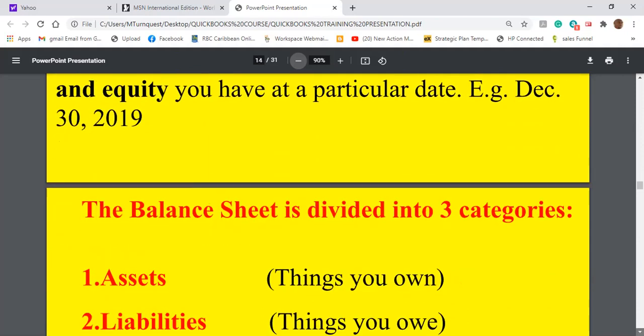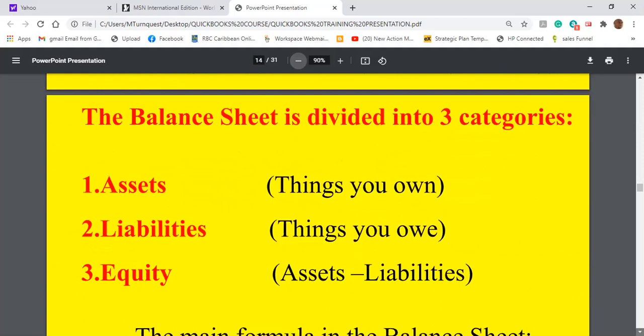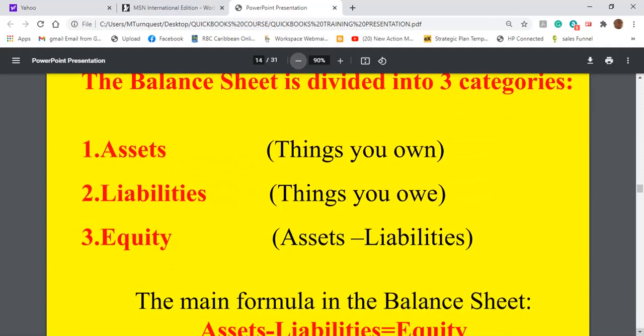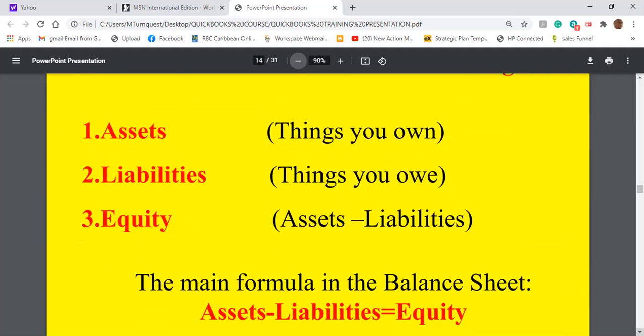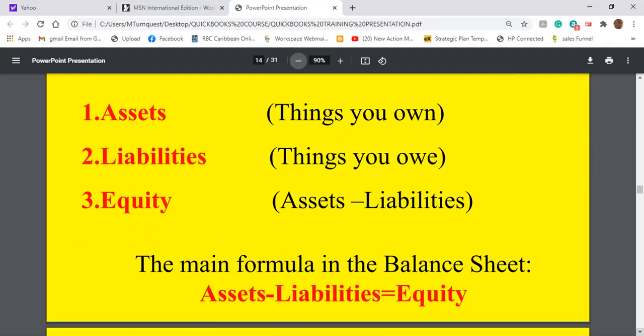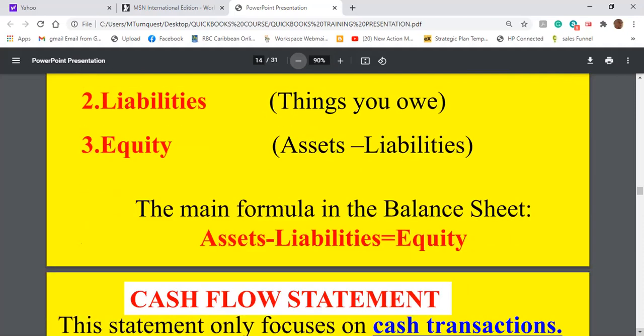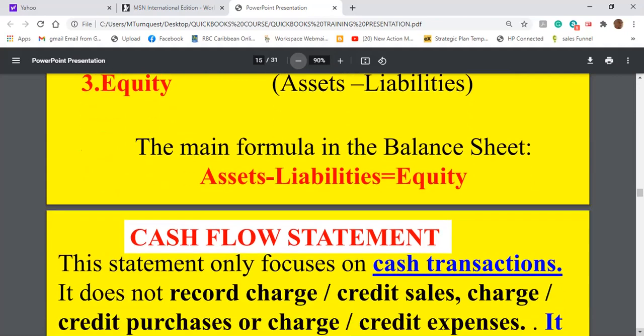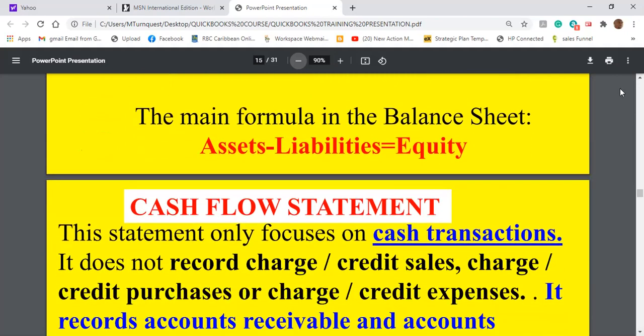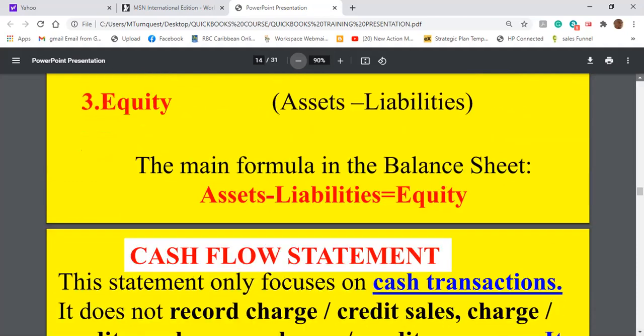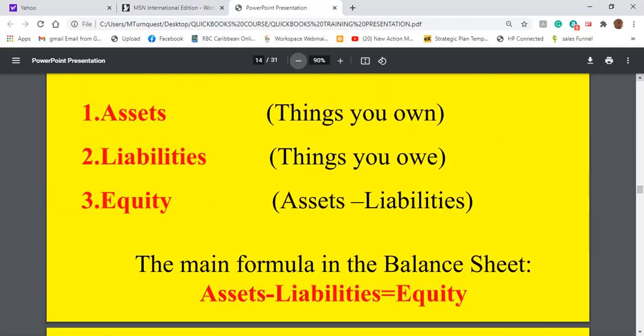The balance sheet is divided into three categories: things you own, things you owe, and equity, which is the assets minus liabilities. Everything in here is exam questions, and you've got to memorize these equations. The main formula for the balance sheet is assets minus liabilities equals equity, and that's found on page 24 in the training manual. Of course, if you have more assets than liabilities, you're in good shape. But if you have more liabilities than assets, then you're bankrupt.